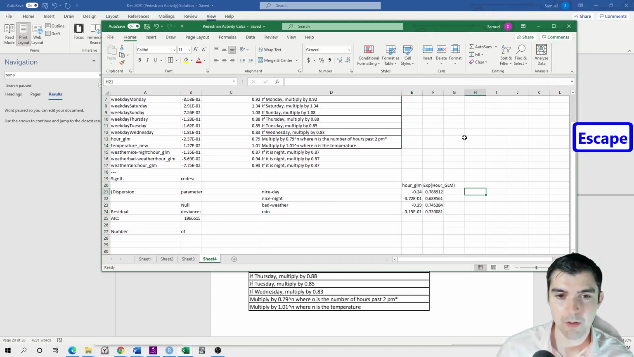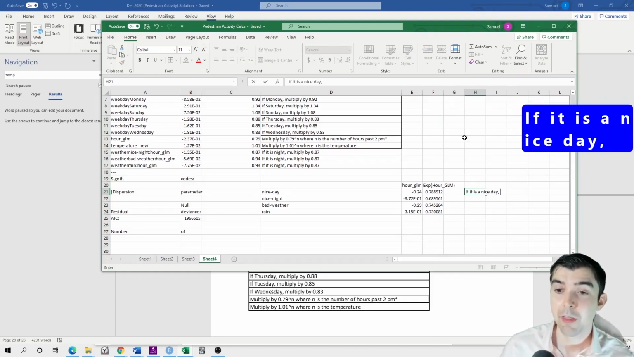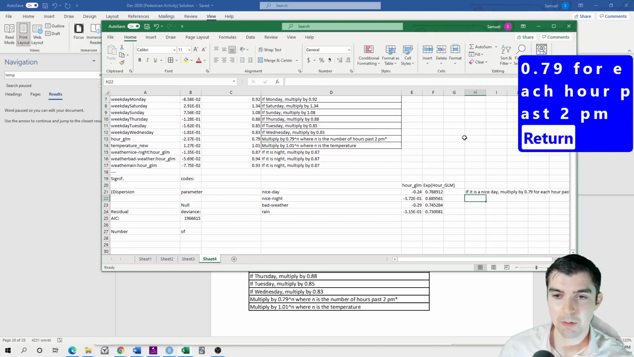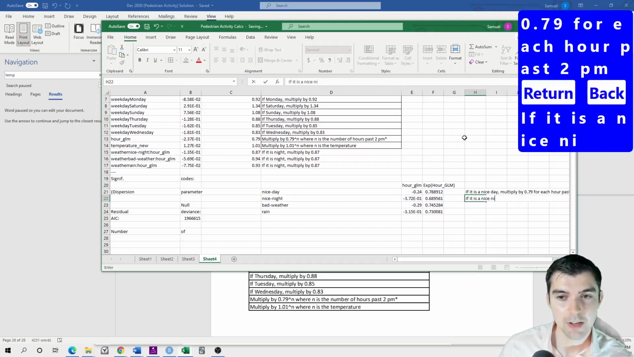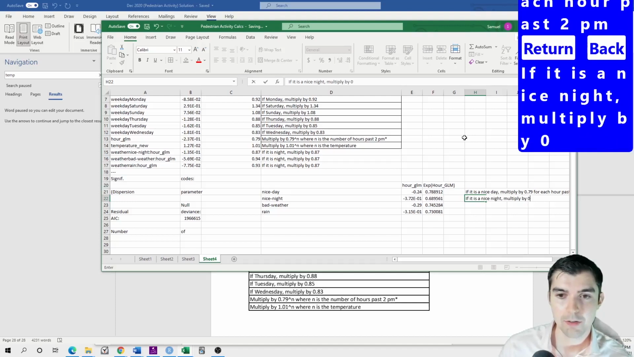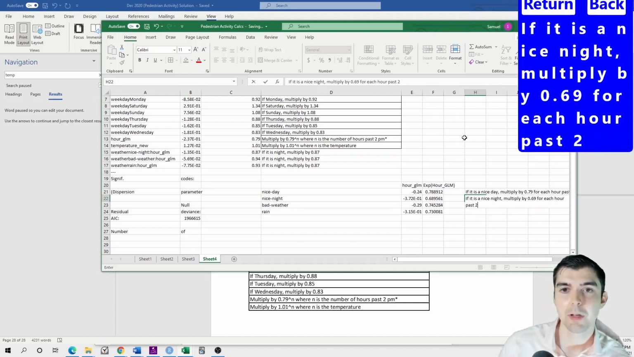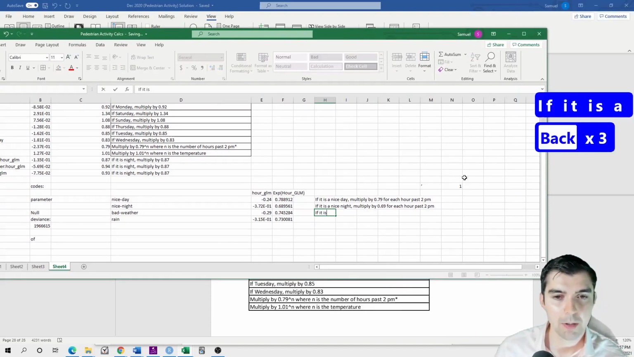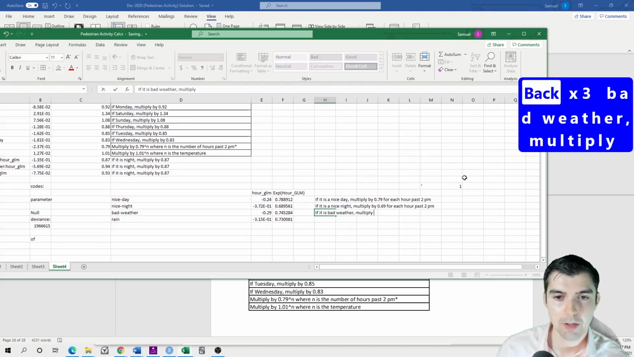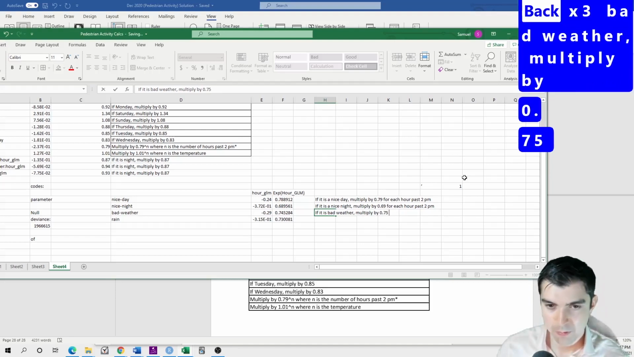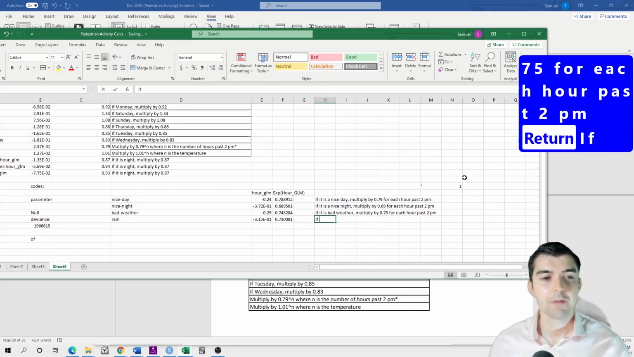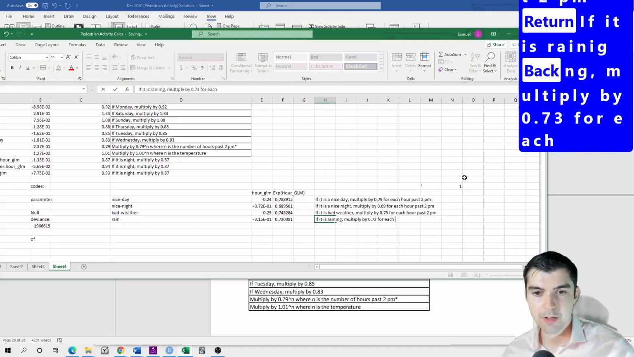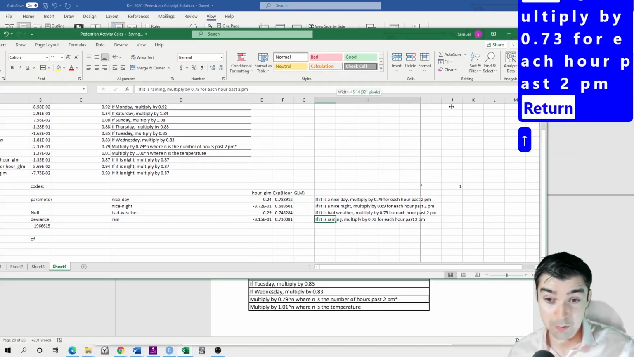Well, I'll say if it is a nice day, then multiply by 0.79 for each hour past 2 p.m. If it is a nice night, multiply by 0.69 for each hour past 2 p.m. If it is bad weather, multiply by 0.75 for each hour past 2 p.m. If it is raining, multiply by 0.73 for each hour past 2 p.m. This is really the way you interpret the hour variable.